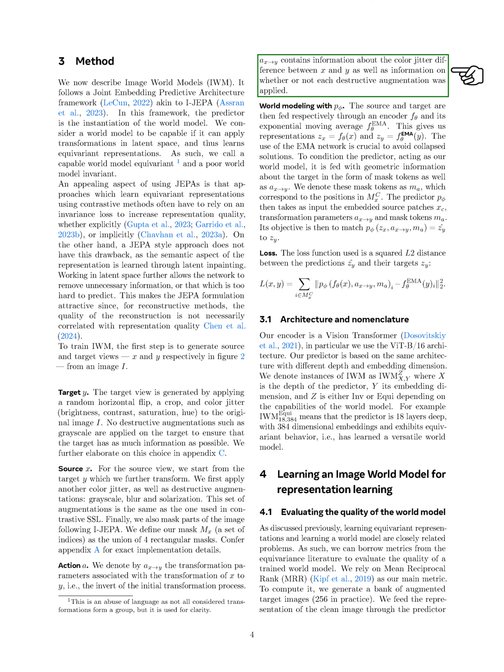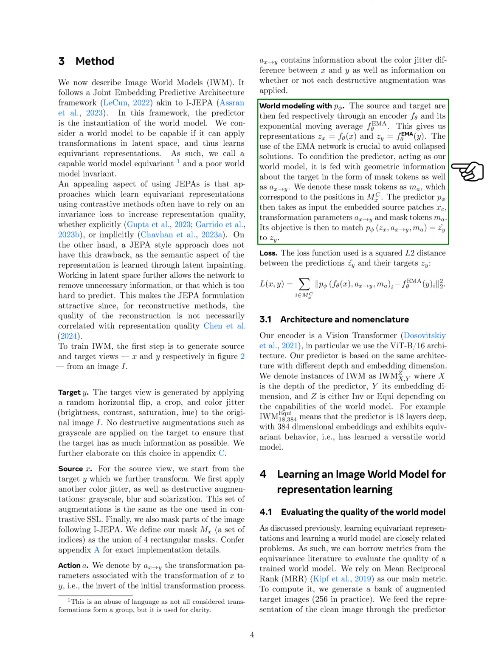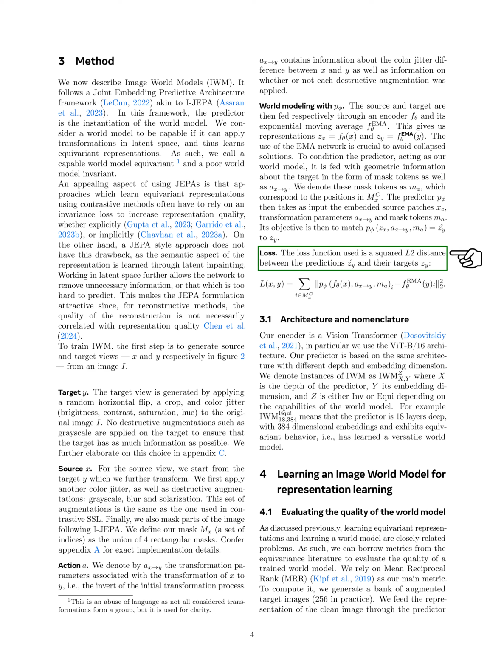The transformation parameters, which include information about the differences in color adjustments and whether any destructive augmentations were applied, are crucial for our world modeling. The source and target views are then processed through an encoder and its exponential moving average, EMA, counterpart, producing representations. The use of the EMA network is key to avoiding collapsed solutions. The predictor, acting as our world model, is conditioned with geometric information about the target and the transformation parameters. Its goal is to accurately predict the target representation from the source representation, thereby learning a useful and reusable world model.